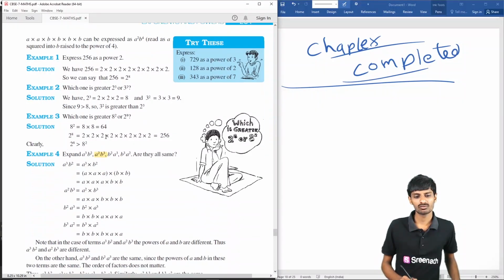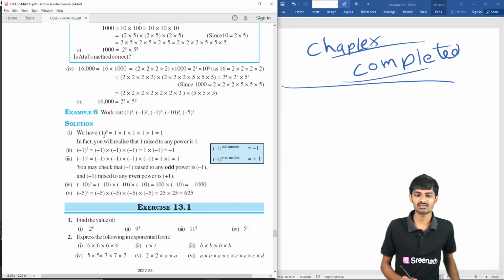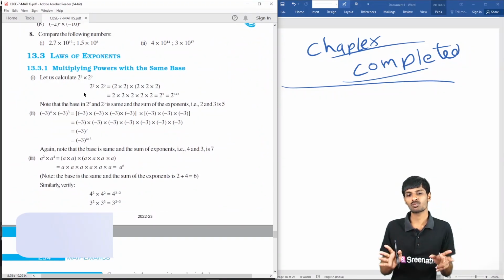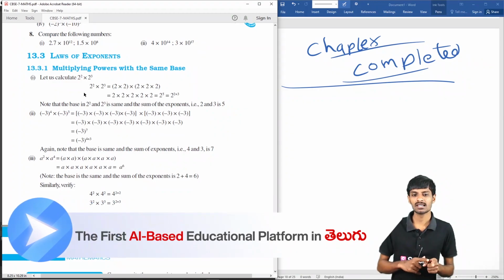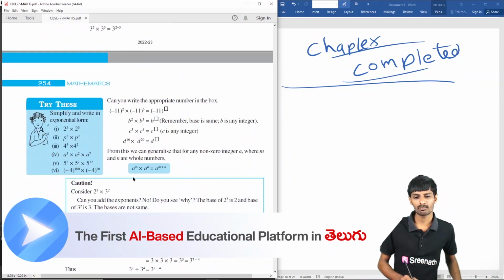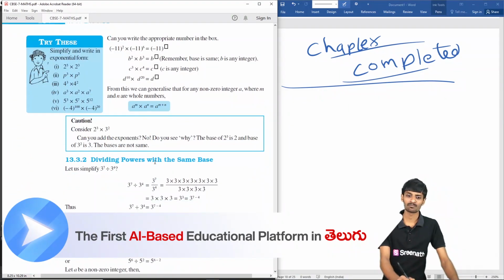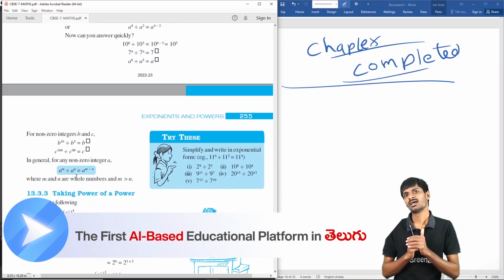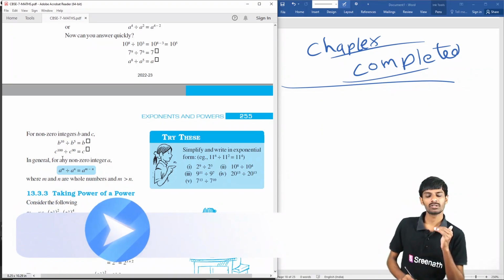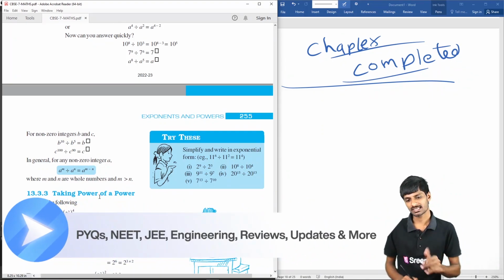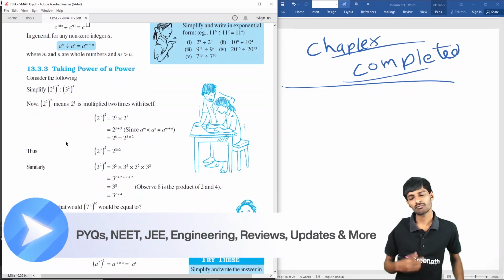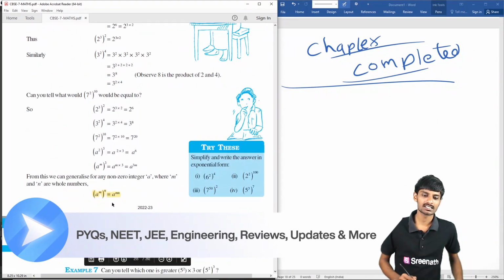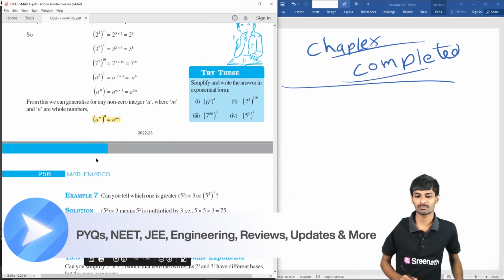And here 10 is the base and 4 is the power or exponent. And we have discussed some of the laws of exponents here. That is, when you multiply two exponents which have the same bases, then the formula is a power m into a power n is a power m plus n. And whenever you are dividing two exponents which have the same bases, then a power m divided by a power n is a power m minus n. And if you are taking power of a power, that is a power m whole power n, then it is a power mn. Simply multiply the powers.